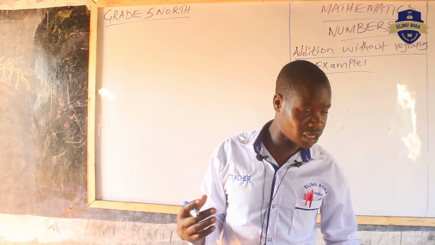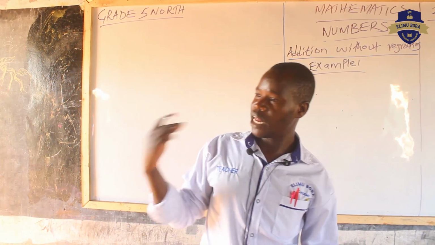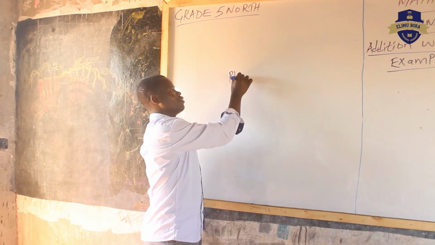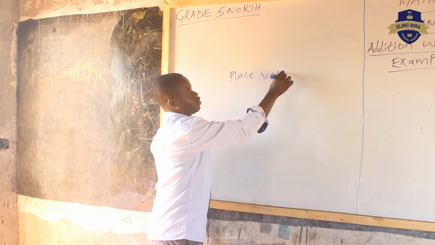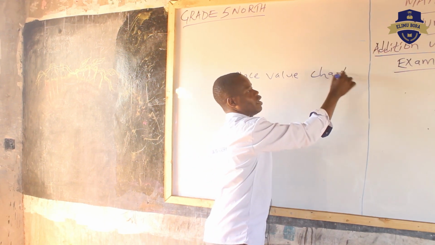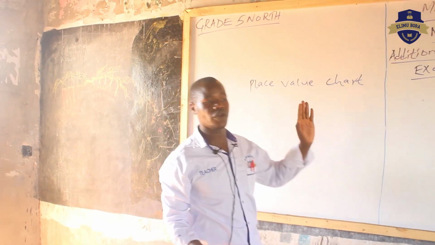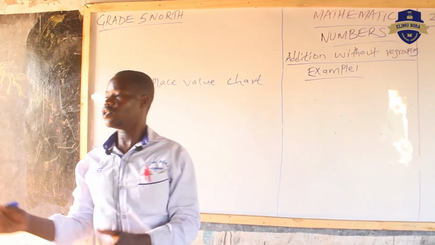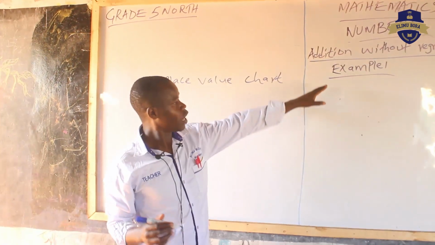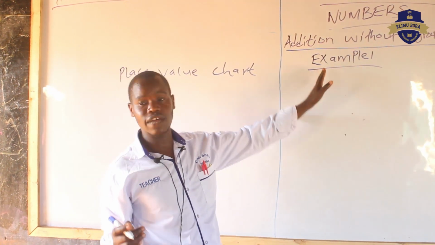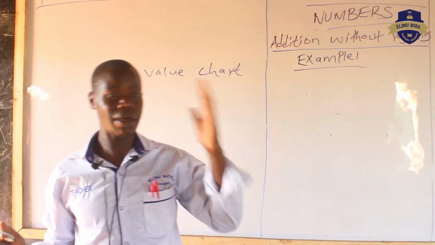Can you say place value chart? Place value chart. We can use a place value chart when we are working out this addition without regrouping. So we are going to work out the first example.